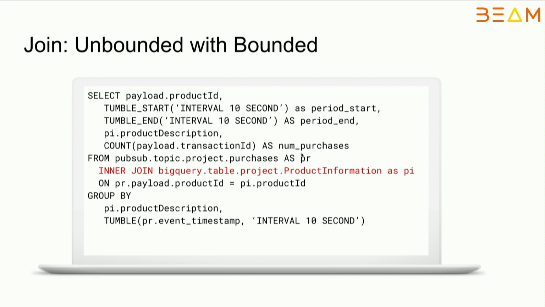So here's an example of a full Beam pipeline you could write in SQL. In this case, we're selecting the product ID, the product description, and an aggregation, the number of transactions, which is the number of purchases from a Pub/Sub topic. I'm joining it on a bounded table. So I have another table which for every product ID just has a mapping of that product ID to some extra information. And I'm grouping it by product description. And then I add group by tumble to say I want to window this by fixed windows of 10 seconds.